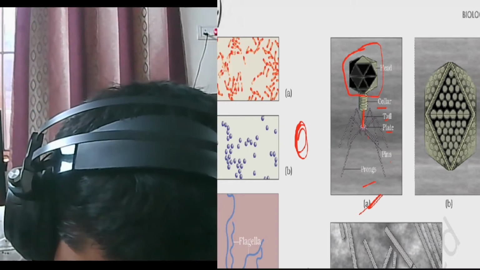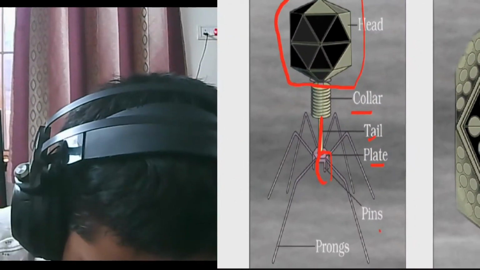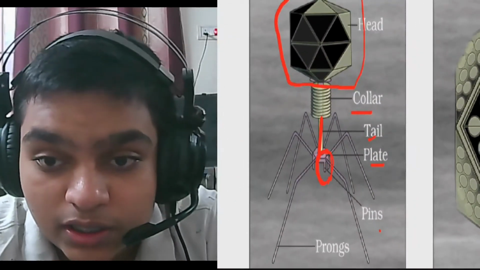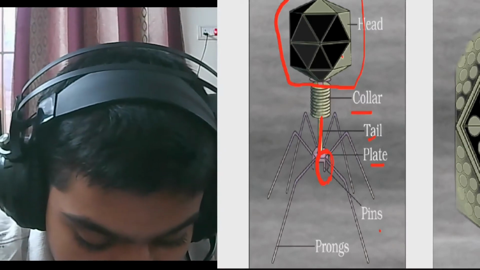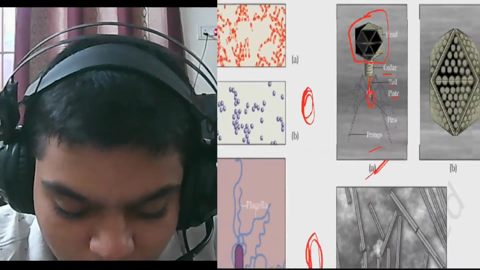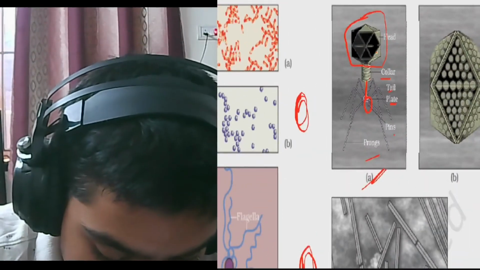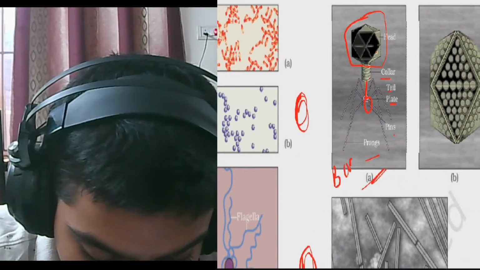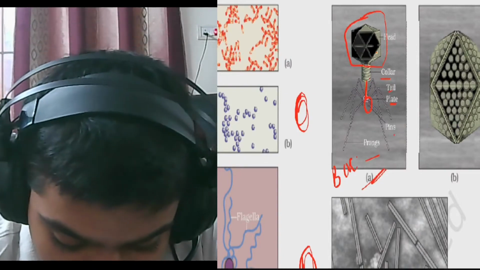See here, these are your pins. Okay, those are your pins. This is your head, collar, prongs, pins, tail. Okay, got it. It is a diagram of a bacteriophage. Right, bacteriophage.